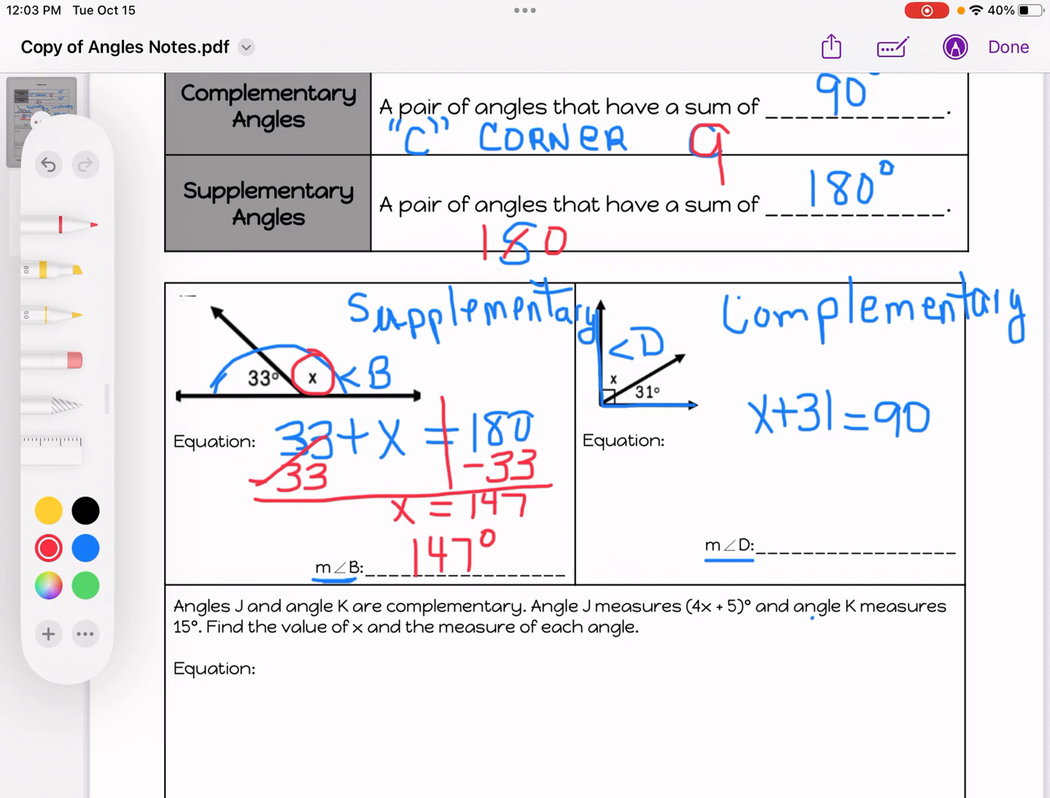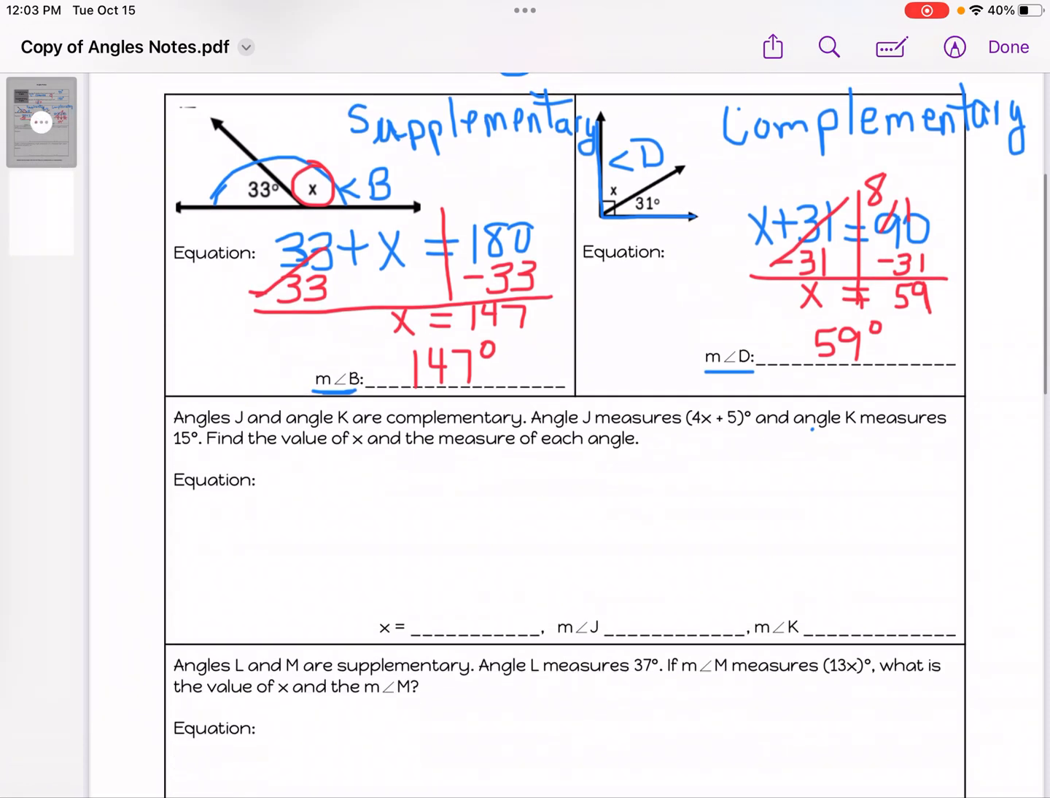And so now to solve this, all we have to do is subtract 31 from both sides. If we do our subtraction, we're going to have to borrow. And we should get, whoops, I totally messed up here. Should get 59. And again, angle D is X. And so we can simply say that angle D is 59 degrees.